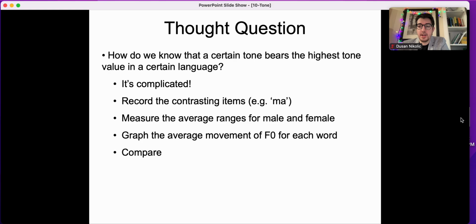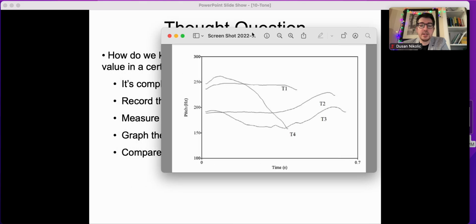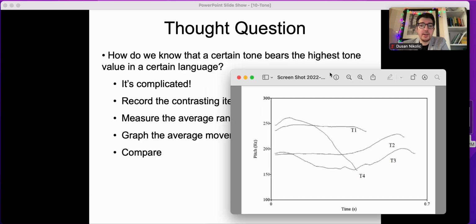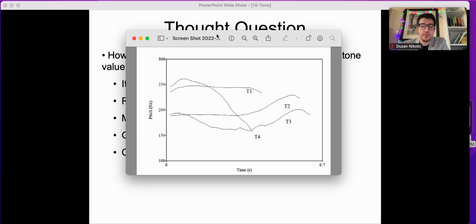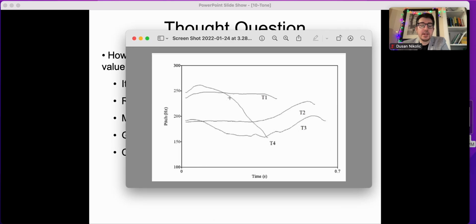I think I have a graph somewhere here, maybe. Okay, let me try and open this one. All right, here it is. So we graph the average movement of F0 for each word. Sorry about that. This is, for example, tone 1, tone 2, tone 3, tone 4, and we record lots of these, right? Lots of these, as many as we can.